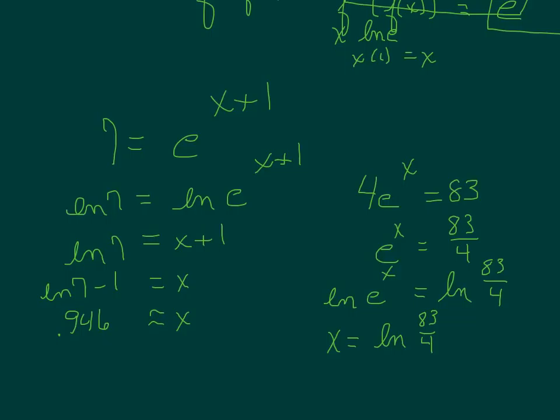Of course, you could expand this to be the natural log of 83 minus the natural log of 4, but there's no real reason to do that. You can get a calculator answer right here by taking the natural log of 83/4, which is approximately what? 3.032. Okay. So those are pretty easy to do.